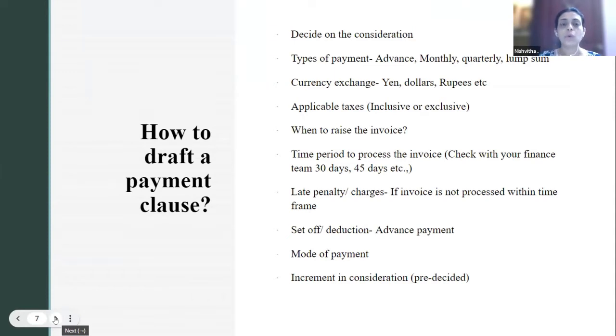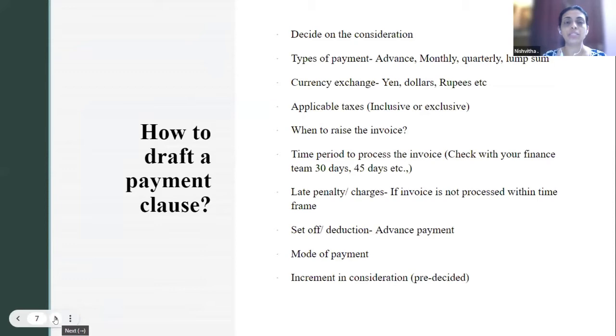Time period to process. Any point in time, once an invoice is submitted, there will be a certain period of time taken by the other party to make the payment. That is called the payment cycle. Hence, you have to talk about it with your finance team. Every company will have their internal policy. Sometimes within 7 days they process an invoice, 30 days, 45 days, whatever. Check with your respective business and do it.